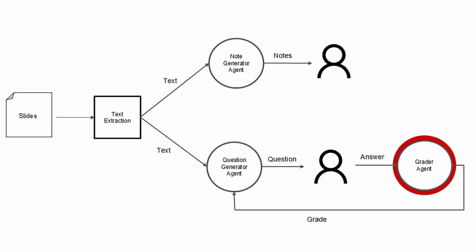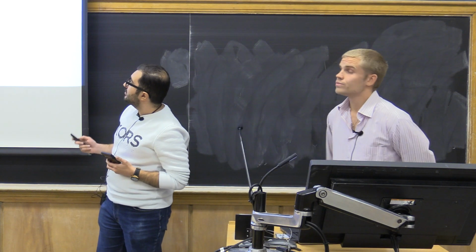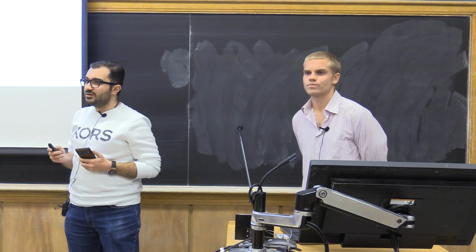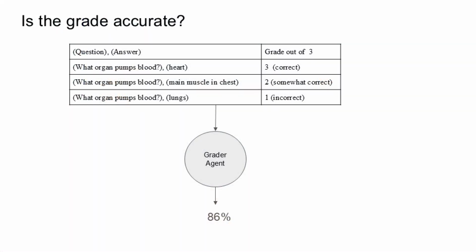Now, what about the grader agent? To build a grader agent, we generate our own data set which contains questions and answers to those questions, and the label of this data set is the grade of that answer. It can be correct, partially correct, or incorrect. Based on this data set and using the prompt engineering approach, we build our grader agent, and we could achieve an accuracy of 86%.